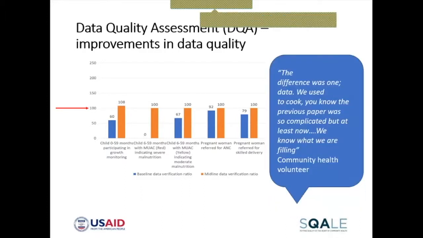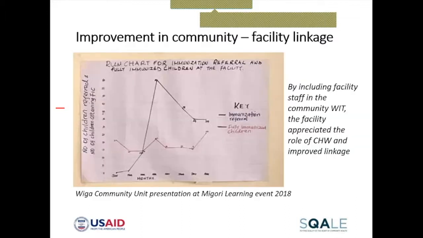From a qualitative perspective, we were also able to get information on comments like this one, which came from a community health volunteer who actually admitted that they used to cook data. So he said the difference was, one, data: we used to cook. You know, the previous paper was so complicated, but at least now we know what we're filling. And that's because we spent a lot of time working with the work improvement team to make sure that their data was accurate and somebody cared about it.